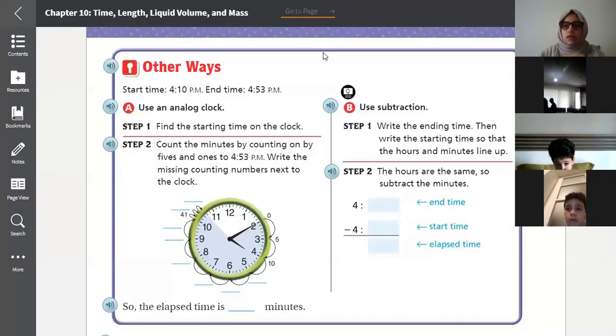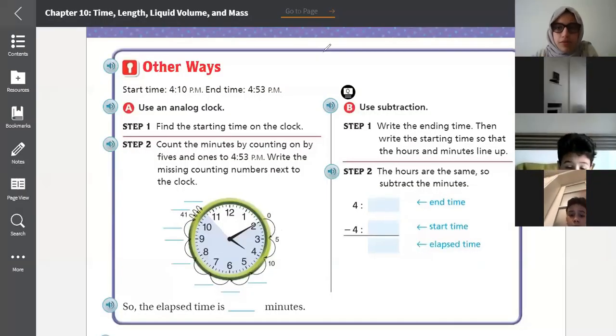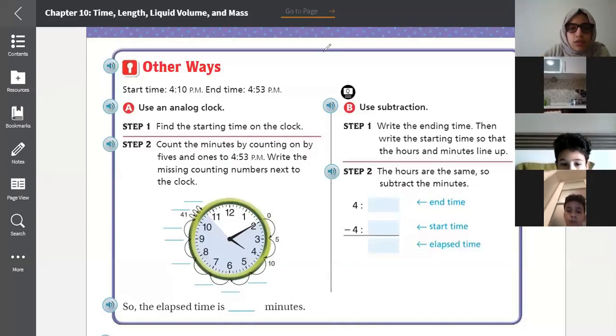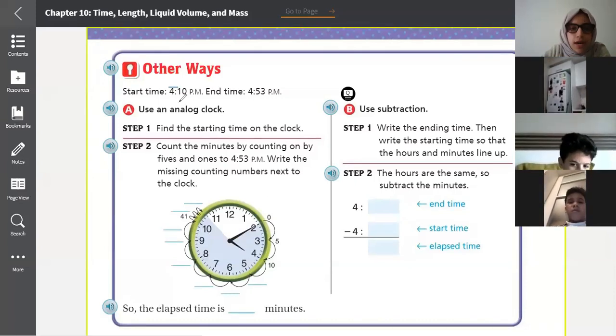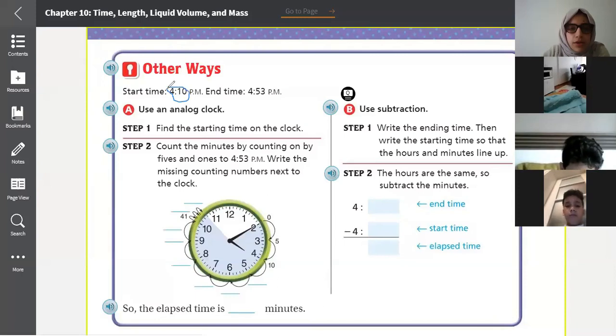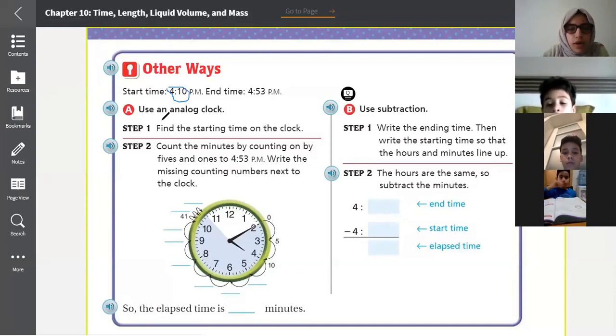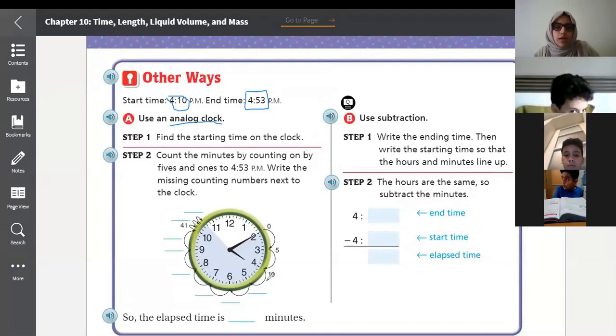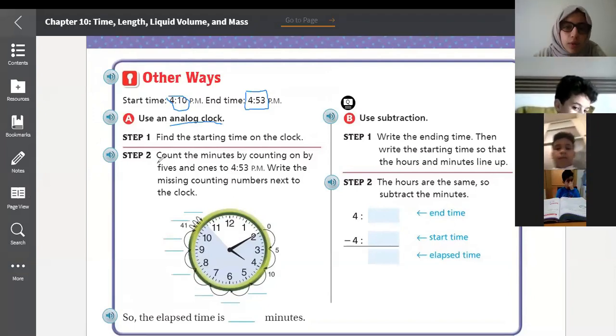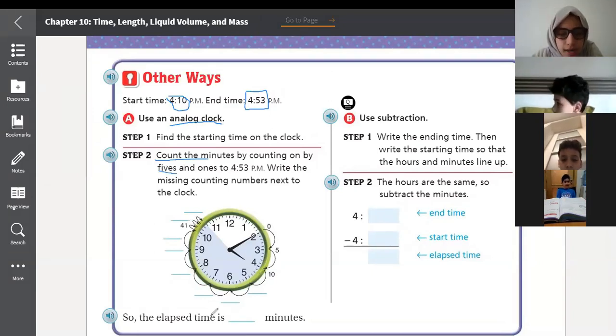Other than the number line, there are different ways for us to calculate or find the elapsed time for an activity. So again, if the start time was 4:10 and the end time was 4:53, we are going to use an analog clock. Analog clock is like a picture clock to help us identify the time. So we are going to count the minutes by counting on by 5. So we're going to count by 5s here to find out the elapsed time.